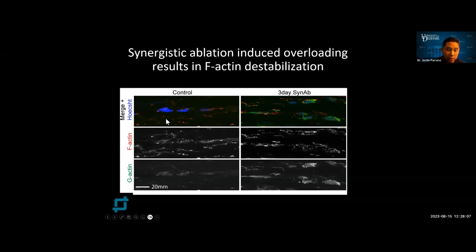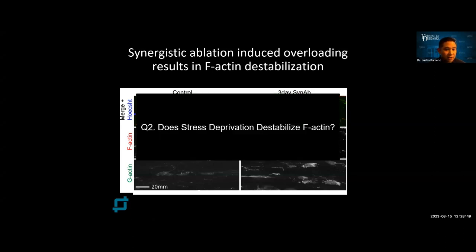So we then did longitudinal sections on the rat tendons. So these are longitudinal sections of the plantaris tendon. We stained for F-actin using phalloidin and G-actin using DNase 1. F-actin is stained here in red, G-actin is stained here in green. And what you see here is in the control condition, the red signal, the F-actin signal, predominates. However, 3 days after SYNAB surgery, what you see here is that the G-actin signal predominates, suggesting that there is depolymerization of F-actin. So now there's more globular actin and an overall destabilization of F-actin. So does this stress deprivation actually destabilize F-actin? We wanted to test this in a more thorough way.